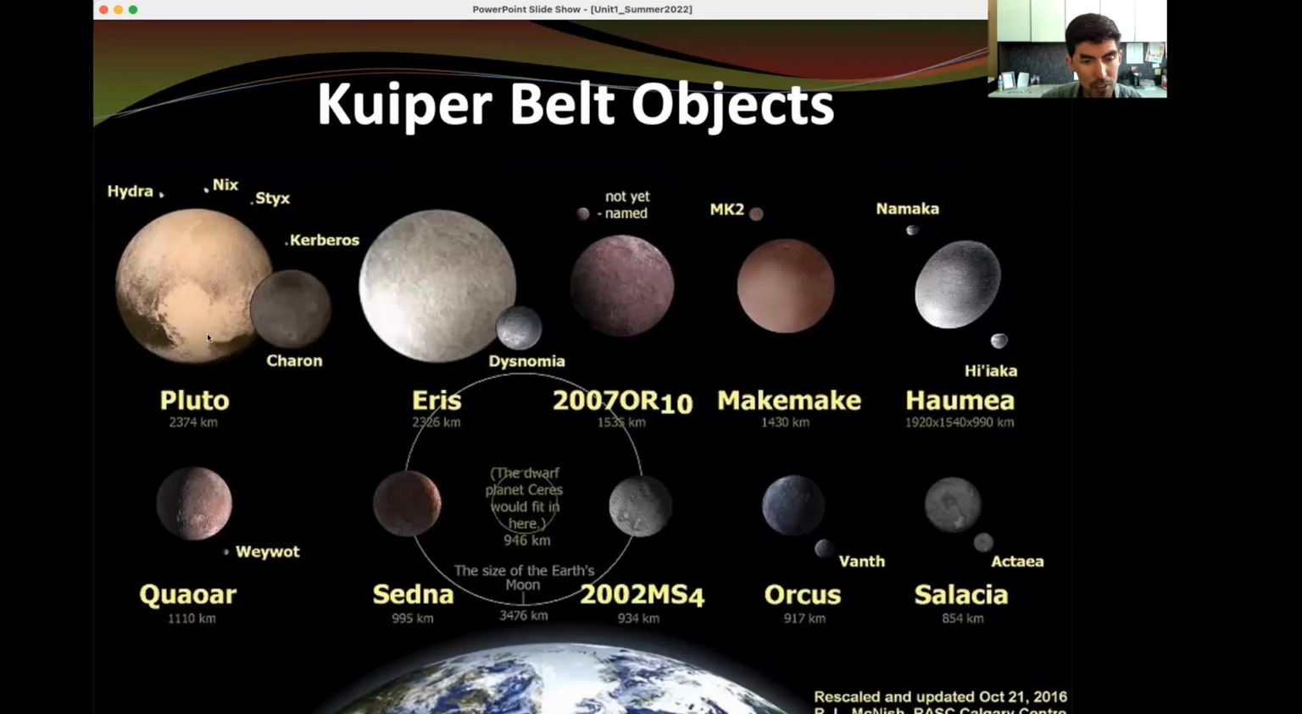We've taken pictures of Pluto. Here's Pluto and its largest moon, Charon. And then we have artistic representations of the various Kuiper Belt objects. Sometimes these will be called KBOs as well. And just for reference, here's the size of Earth's moon. And as you can see, Pluto is actually smaller than Earth's moon.